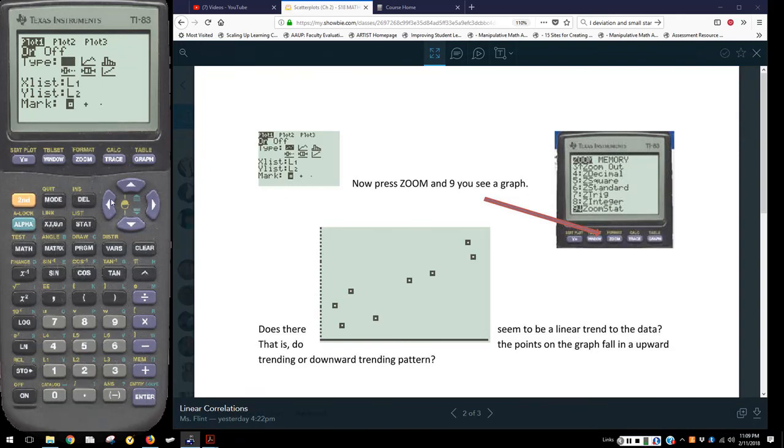Now you're going to press the zoom key, as is shown right here. We're going to press the zoom key and go down and select zoom 9. And we're going to press enter. And this is what we see.